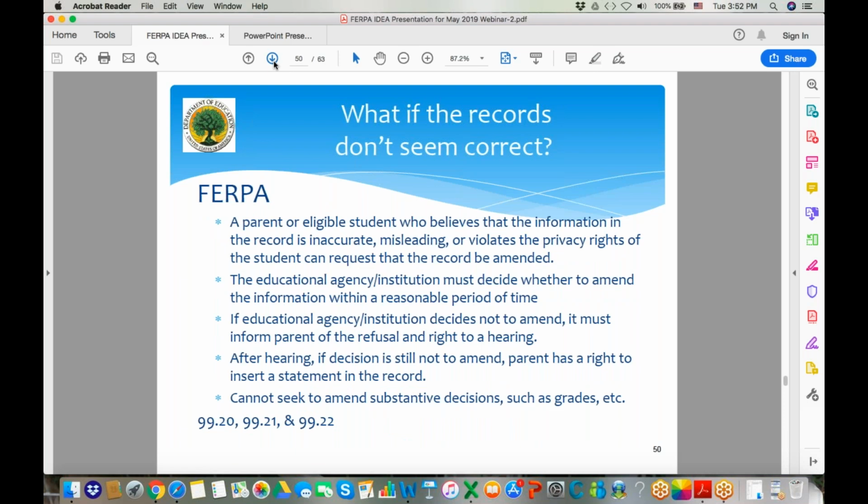And similarly, under FERPA, it's the same rights. Sorry, go ahead, Frank. I was just going to add, I think you pretty much covered that in the other two slides. So let's move on to the next slide.